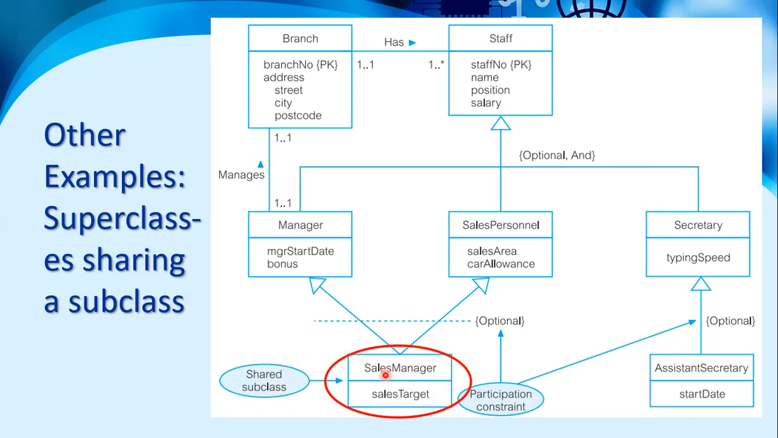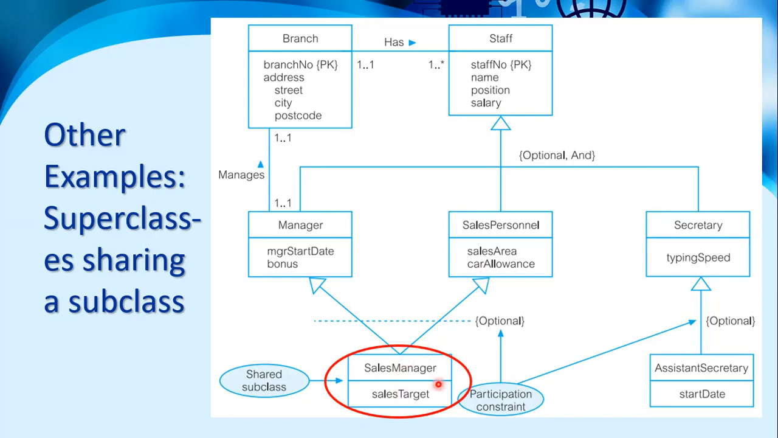The reason there is such an instance is because it's possible that a manager can also be a manager for a salesperson, or a salesperson can also be a manager.